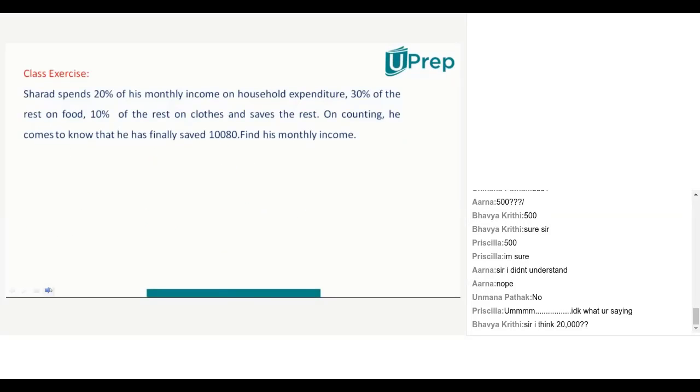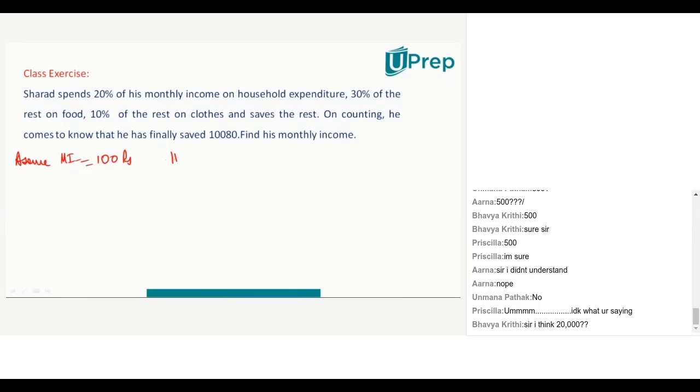Do this. Let's see what he says. Sharad spends 20% of his monthly income on household expenditure, 30% of the rest on food, 10% of the rest on clothes, and saves the rest. Okay. What am I assuming? Assume his monthly income is equal to 100 rupees. Why? Because 100 is a very easy number to work with.